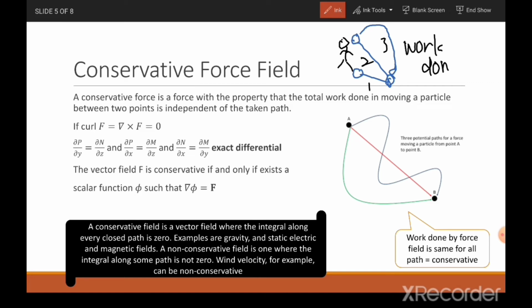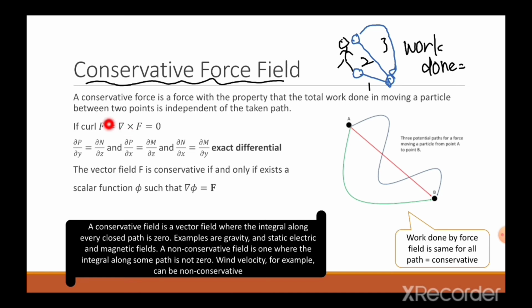Okay, so this is a work type. For the conservative force field, this is the formula. A conservative field is a vector field where its integral along every closed path is 0, for example gravity, and static electric and magnetic fields. A non-conservative field is one where the integral along some path is not 0, for example wind velocity. So this is called non-conservative.